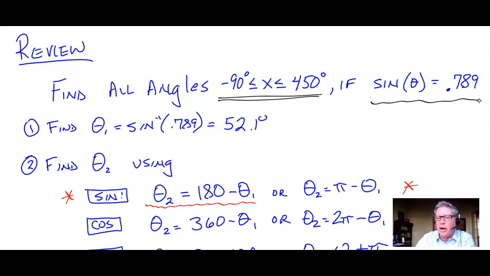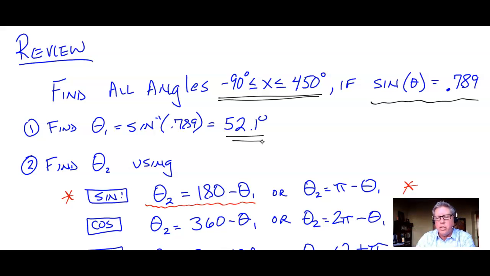Okay. All right, sine, we find the first angle, use our calculator. Sure, if 0.789 was something like square root of 3 over 2, maybe we rely on our unit circle knowledge, but the calculator always works. We get our first angle, we loving that.